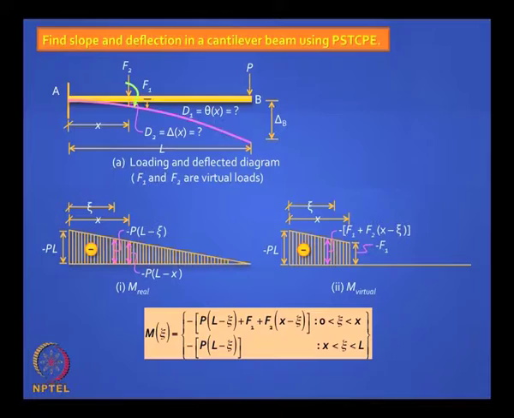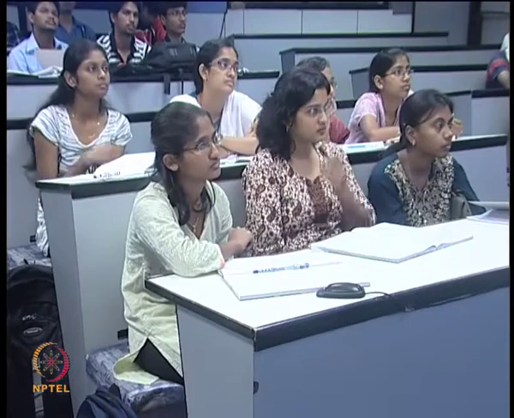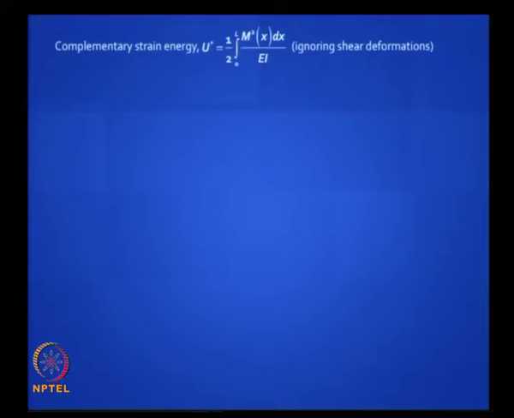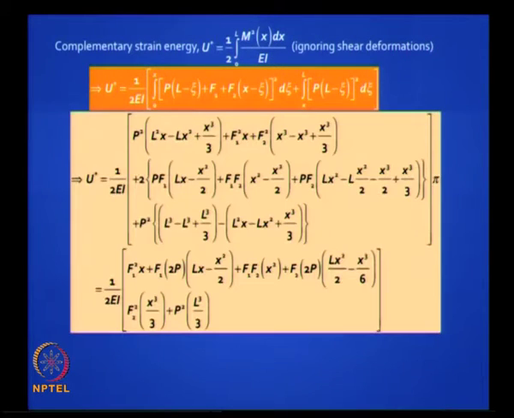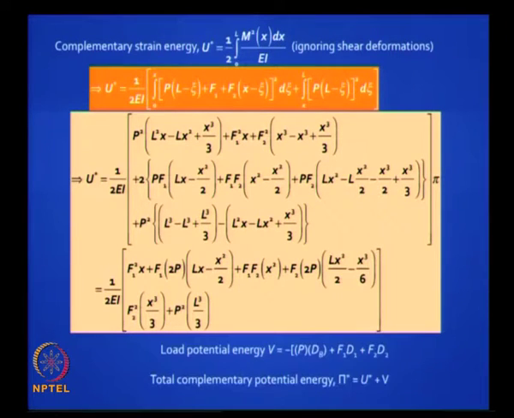So you have this expression for bending moment at any location xi, and you can expand this, ignoring shear deformations, and write an expression for u star. That can be generated easily. This is the full form of u star. Now this u star is a function of not only P but F1 and F2. Now you invoke the theorem.